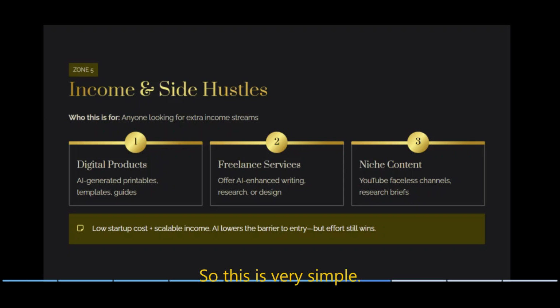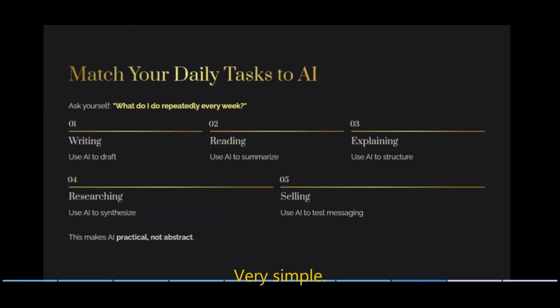So this is very simple. Whatever your daily tasks are, map them out and identify the ones that AI can automate. That's the question you should ask yourself right now. What do I do repeatedly every week? Do I write every week? Use AI to start drafting it. Do I read every week? Use AI to summarize what you're reading.